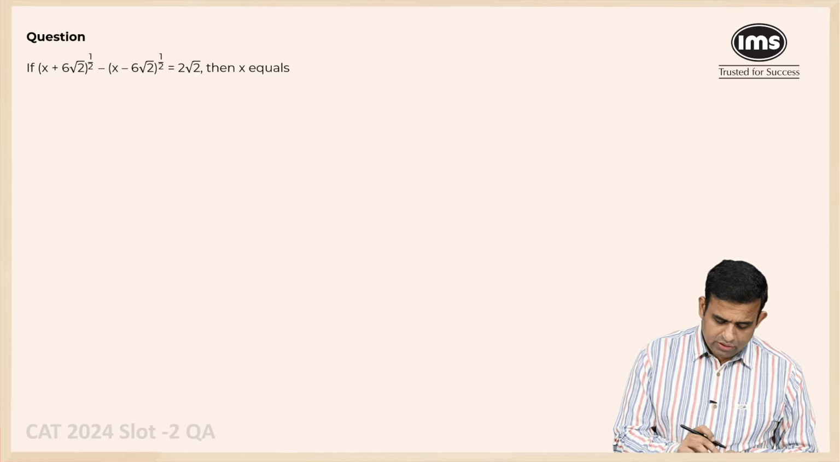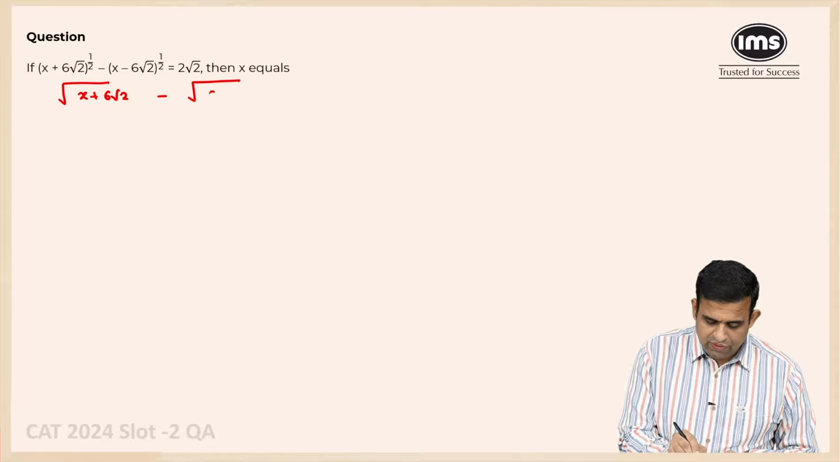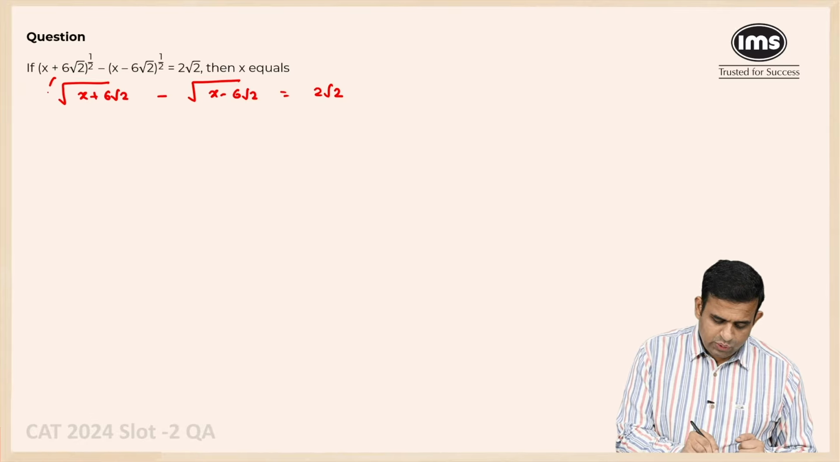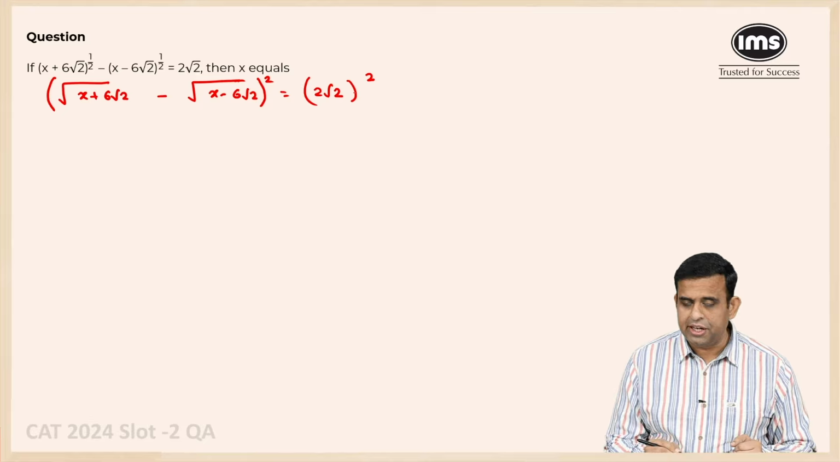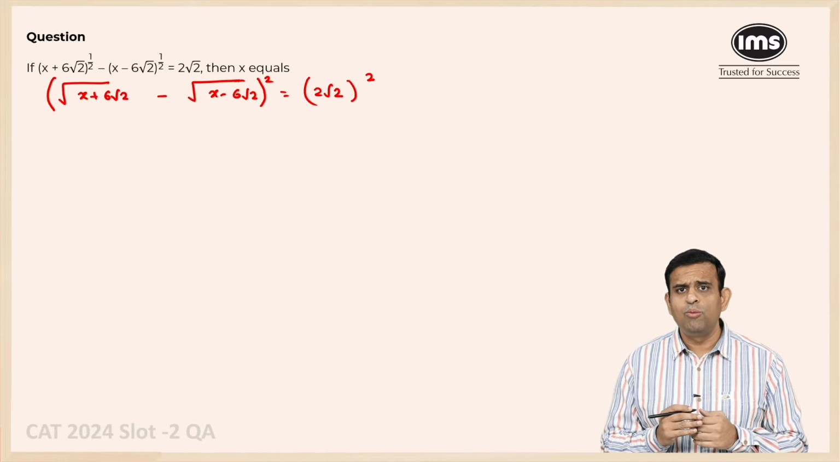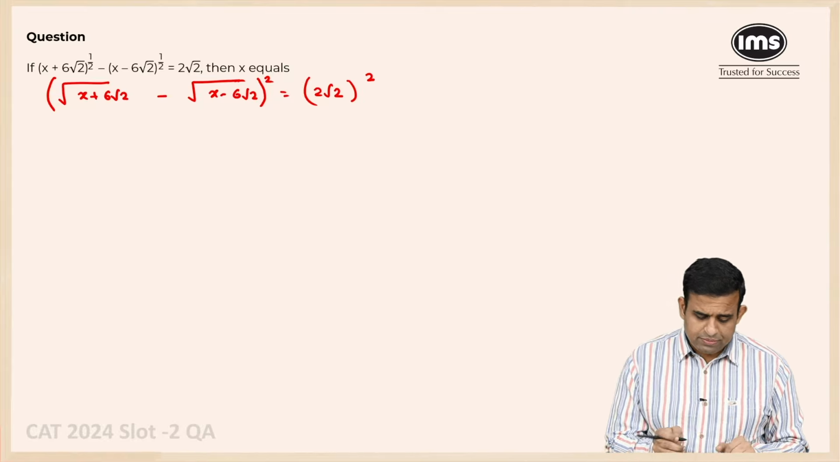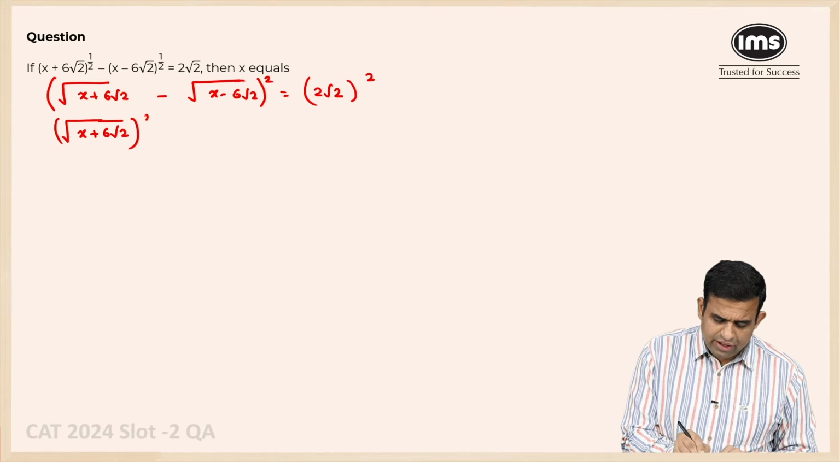In the first one, suppose the question goes like this: root of x plus 6 root 2 minus root of x minus 6 root 2 is equal to 2 root 2. Let's try to square both sides. So if I square the entire left hand side and the RHS, what is going to happen? We can use the formula a minus b whole square equals a square plus b square minus 2ab. So one will get root of x plus 6 root 2 whole square. I'm just showing you the steps, not required.